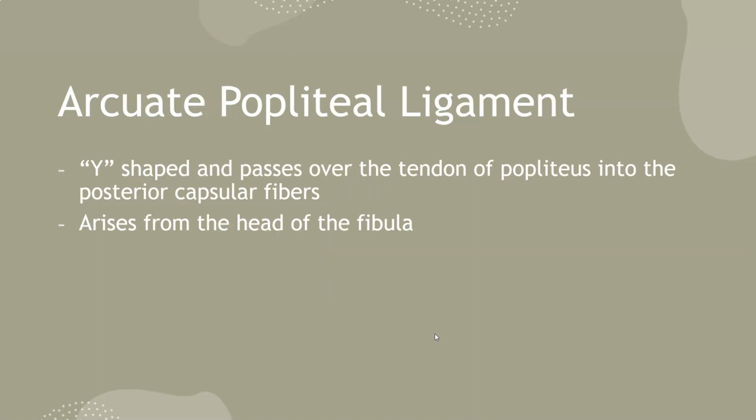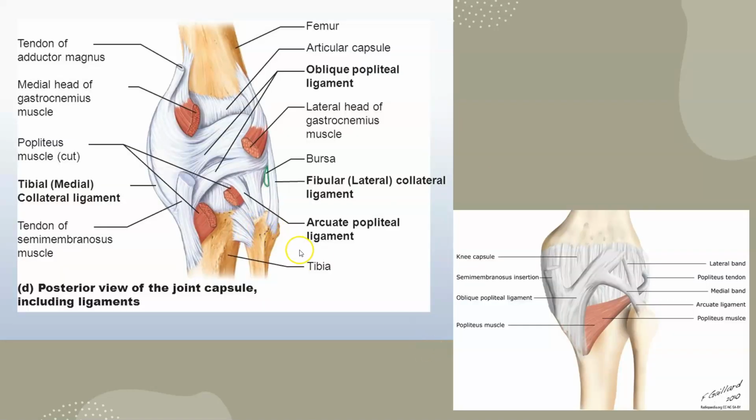The arcuate popliteal ligament is a Y-shaped ligament. It passes over the tendon of popliteus, another muscle, into the posterior capsular fibers, and it arises from the head of the fibula. So we can see the arcuate is right here. Our arcuate is this one here, running from the head of the fibula across this way.